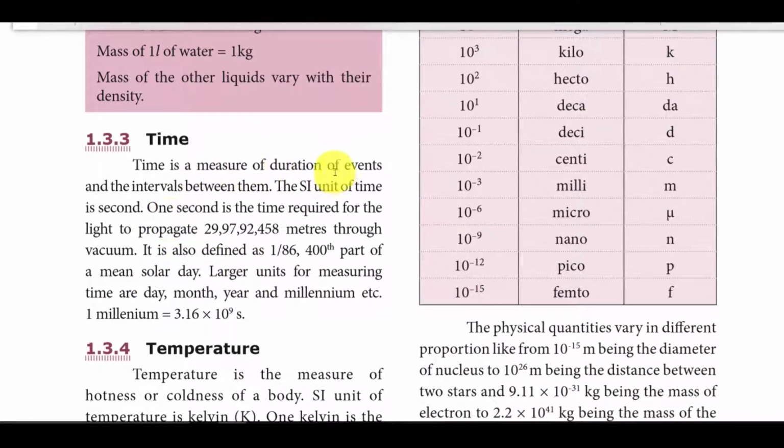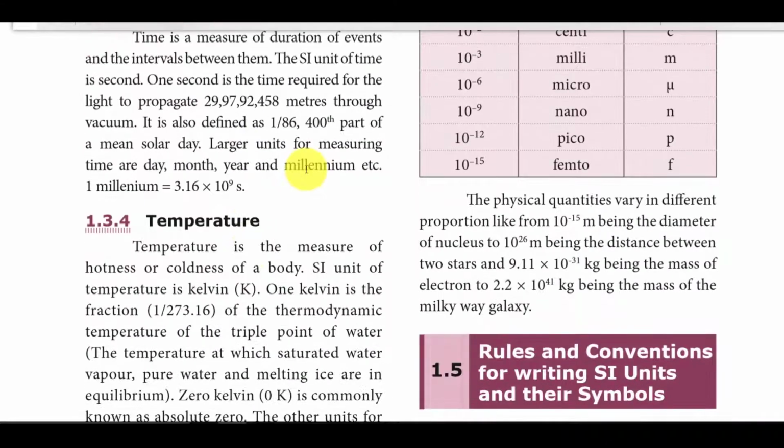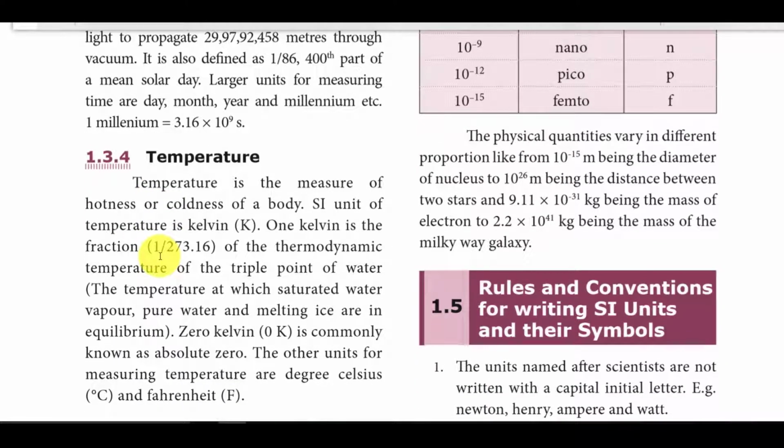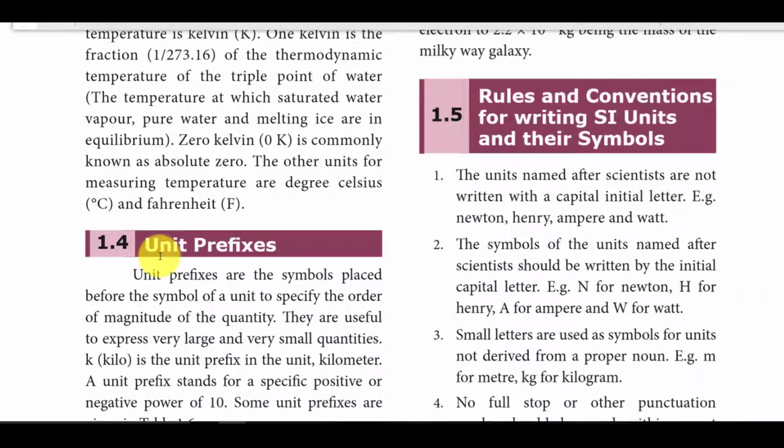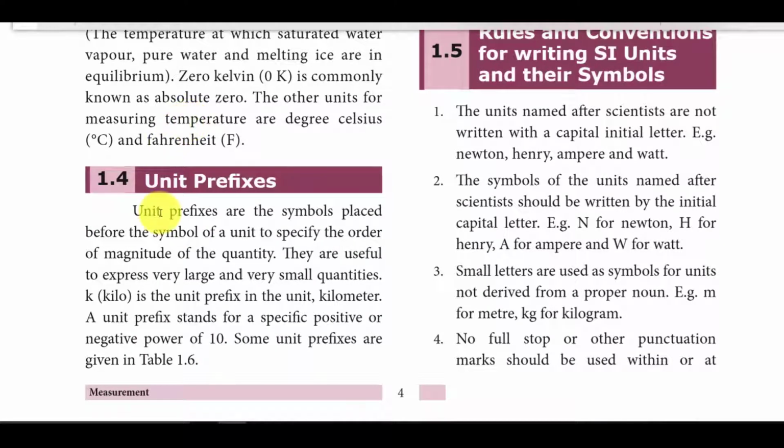And time, it is the measure of the duration between two events. Between the two events you have to measure how long it is happening, that is called the time. Also millennium is an important measuring unit, that is 1 millennium is equal to 3.16 × 10^9 seconds. Millennium, you have to remember all those things. And also temperature is the degree of hotness or coldness of a body, and temperature is measured using the unit of Kelvin. Okay, with this introduction let us enter into the next part of this lesson, that is unit prefixes.